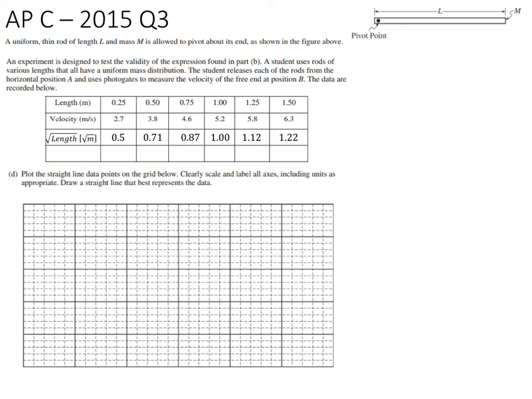Part D is pretty straightforward. We just take these two numbers, or two data points, and graph them on here.